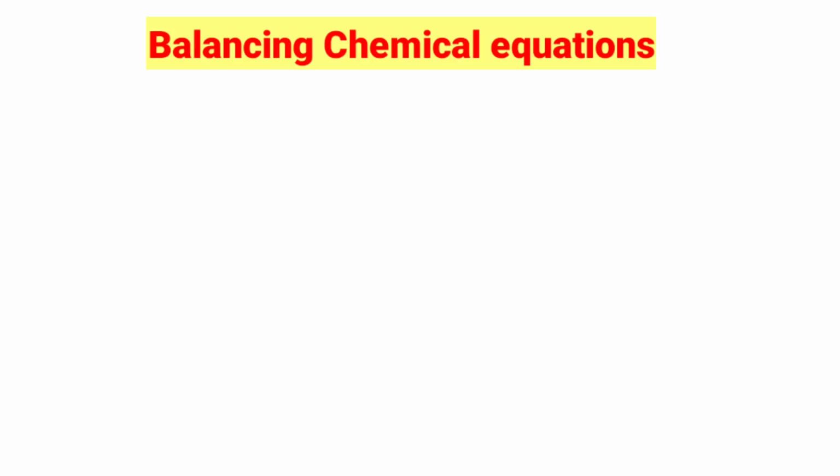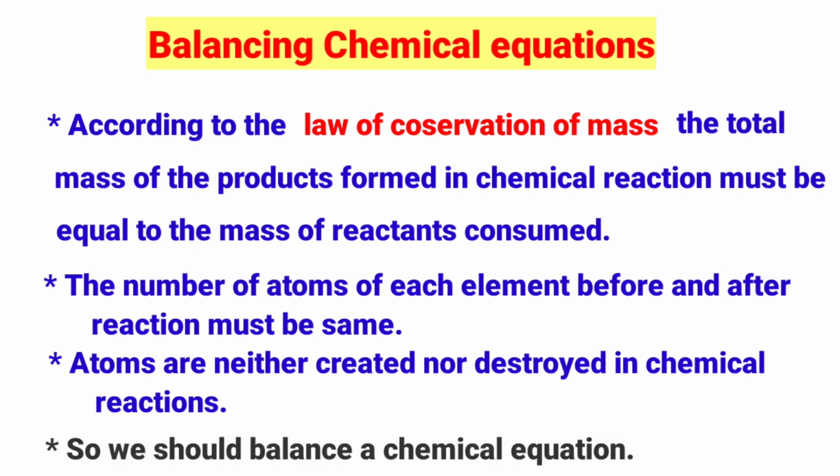Next topic: how to balance a chemical equation. According to the law of conservation of mass, the total mass of the products formed in a chemical reaction must be equal to the mass of reactants consumed. The number of atoms of each element before and after the reaction must be the same. Atoms are neither created nor destroyed in chemical reactions. So, we should balance a chemical equation.